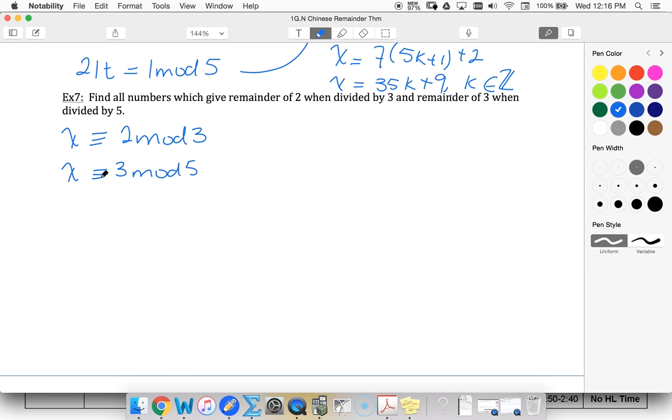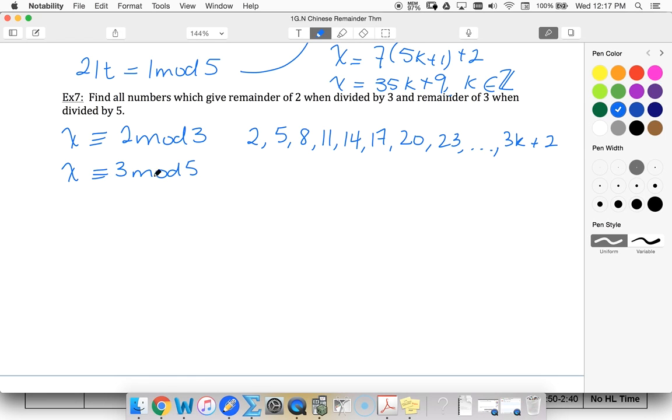So I want to solve these. One thing I could try to do, especially with nice small numbers like this, is just make a list. So my first number, of course, is going to be 2. And then my next one, I'm going to add 3 and get 5, 8, 11, 14, 17, 20, 23, and so on. These are all, of course, multiples of 3 plus 2.